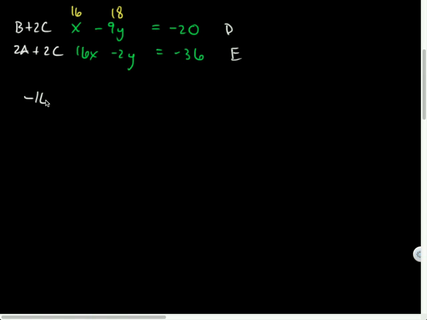Negative 16, even better. Negative 16 times equation D will get me an opposite x there, right? So that'd be negative 16x. Let's see, 16 times 9. Watch this. 16 times 9 is the same as 16 times 10 minus 1. This is how I do math in my head, by the way. So that's 160 minus 16, and so that's going to be, what, 144, is it?